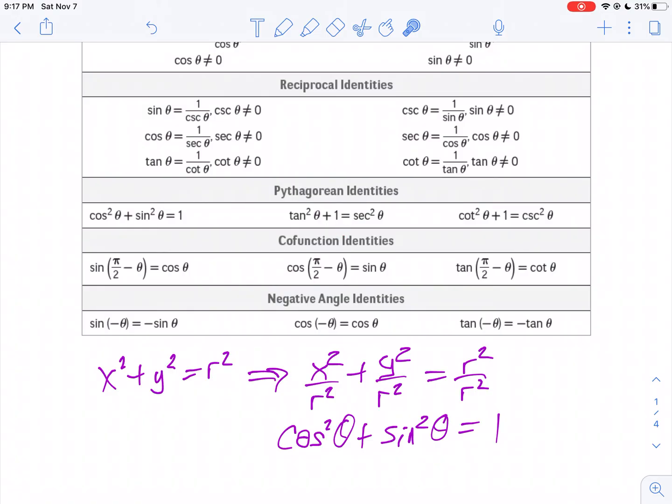We have our cofunction identities, which we know that cosine is the cofunction of sine. That is, it's just a phase shift of pi over 2. And then we have our even and odd functions with sine, cosine, and tangent.